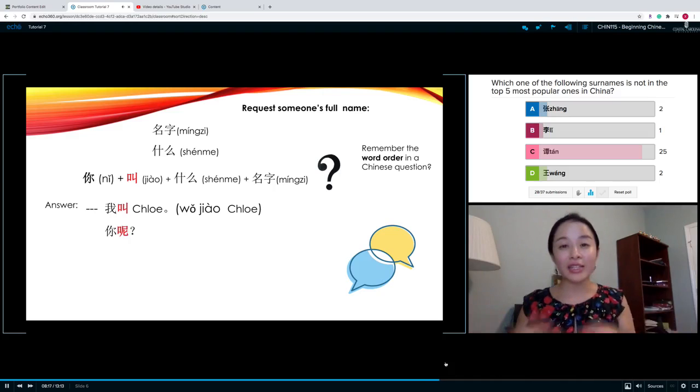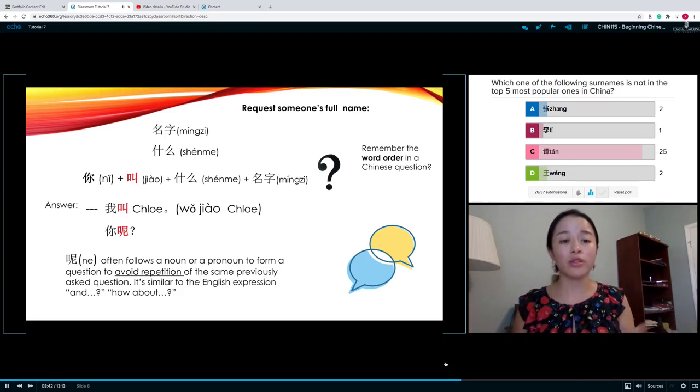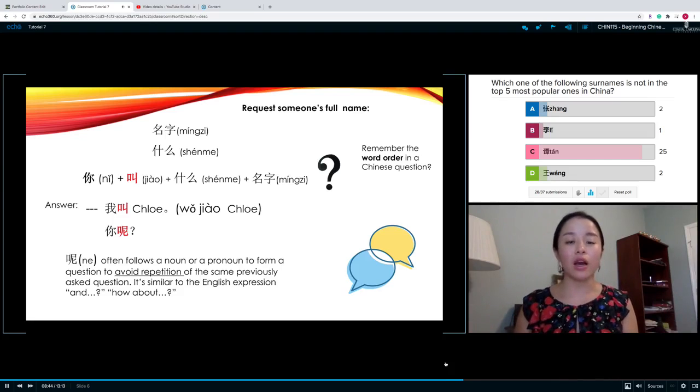你呢? I use this phrase in the first week of class to request information without repeating the question. 呢 is a question particle, often following a noun or a pronoun to form a question to avoid repetition of the same previously asked question. It is similar to the English expression and or how about. So instead of saying 我叫Chloe, 你叫什么名字? I replace 你叫什么名字 with 你呢, and you.